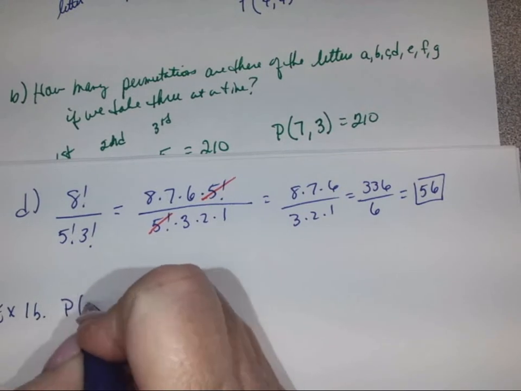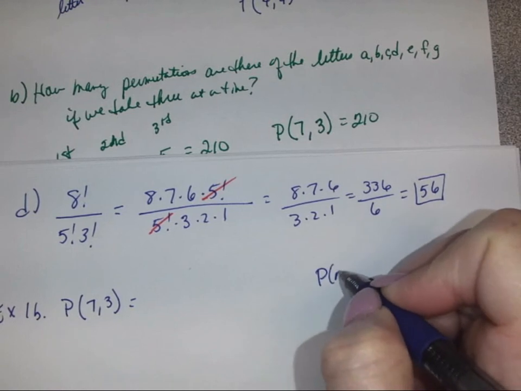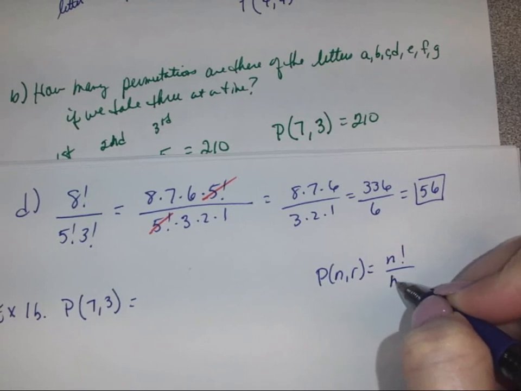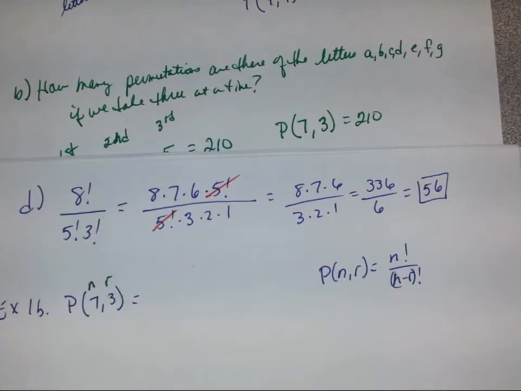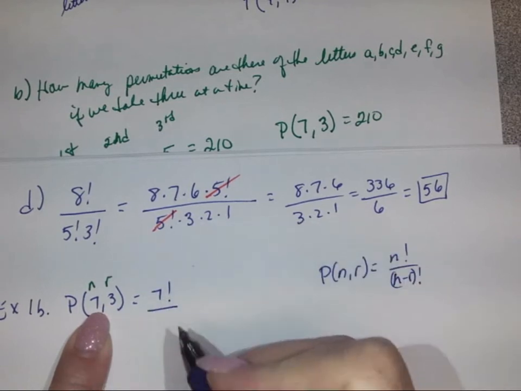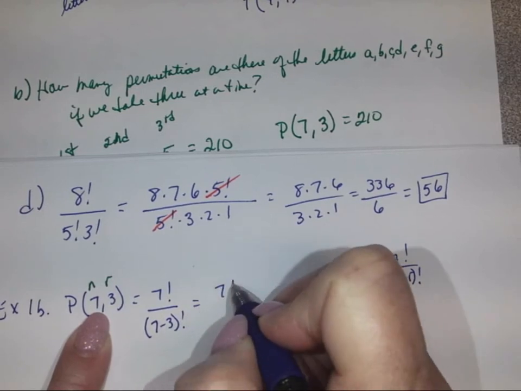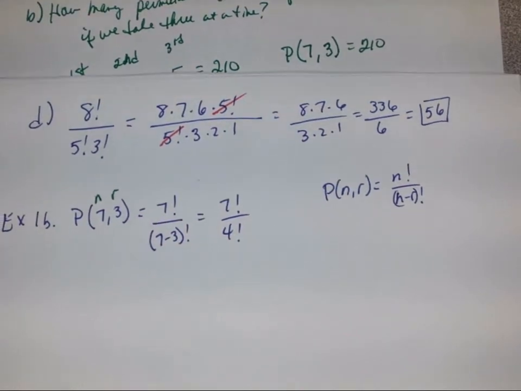So if we do P of 7, 3, if we use that formula, remember it was P of n, r is equal to n factorial over n minus r factorial. So we've done some things that look like that. Understand that this is your n and that's your r, and if you need to, label them so you don't lose track. So our n factorial will be 7 factorial, and on the bottom, we'll have 7 minus 3 factorial. Well, that's going to be 7 factorial over 4 factorial, because 7 minus 3 gets us 4.